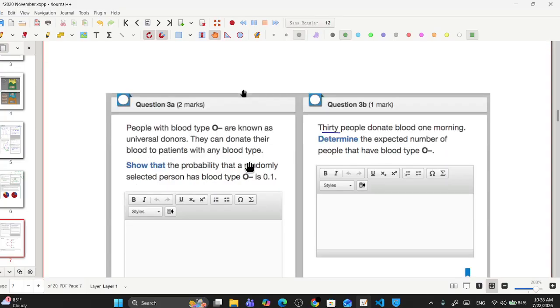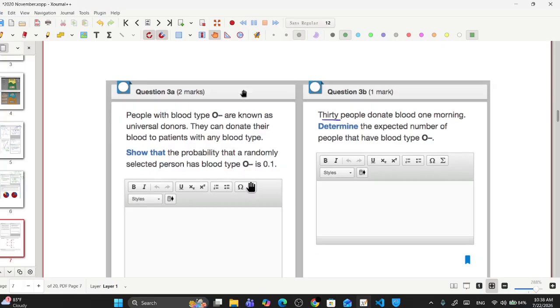People with blood type O negative are known as universal donors. They can donate their blood to patients with any blood type. Show that the probability that a randomly selected person has blood type O minus is 0.1.